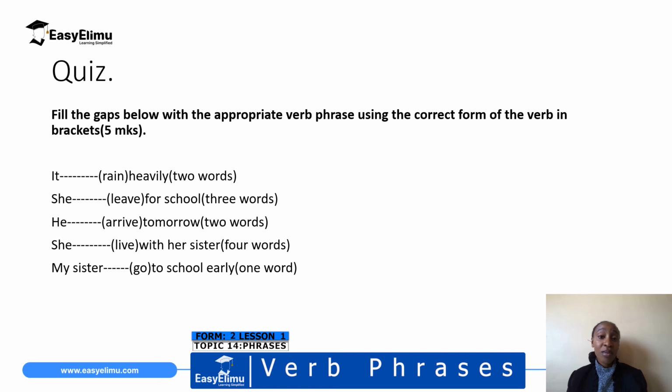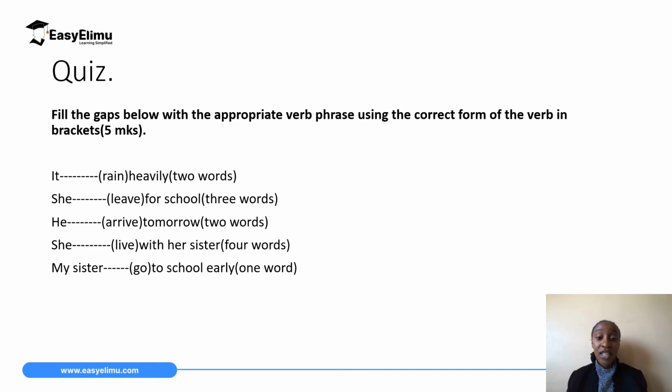For example, the first one, it dash heavily. The verb is rain, and here you're required to have a verb phrase that has two words. So you can say, it is raining heavily. So those are the two verbs. It is raining heavily. So you can attempt to have a look at the rest of the quiz and also attempt to just create sentences with all these different verb phrases.